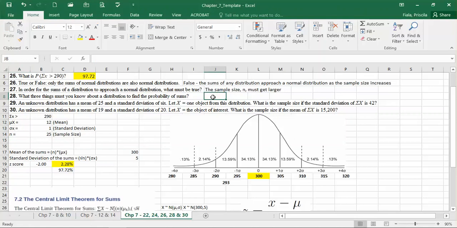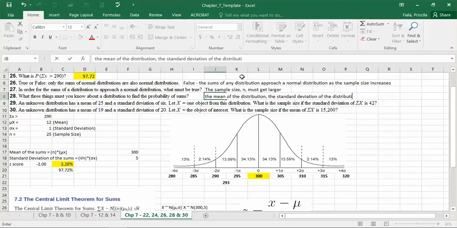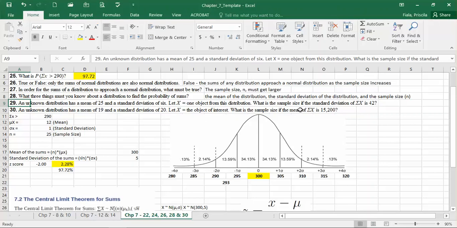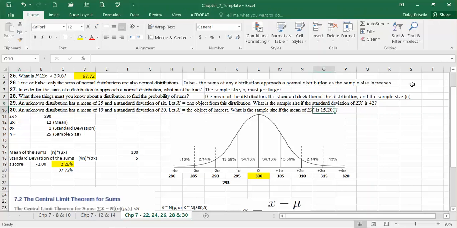Okay, so your answer would be either you can just put the symbols, or you can actually say you need to know the mean of the distribution, you need to know the standard deviation of the distribution, and the sample size, which is n. Okay. 29, you don't need to answer, and since I'm going to be working on 30, you'll be just fine.